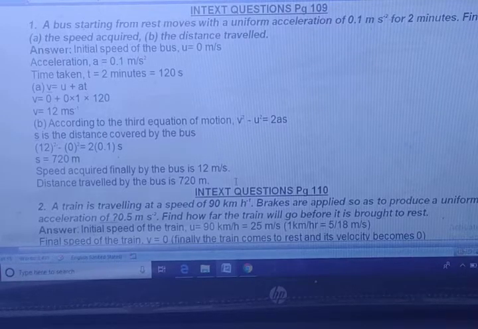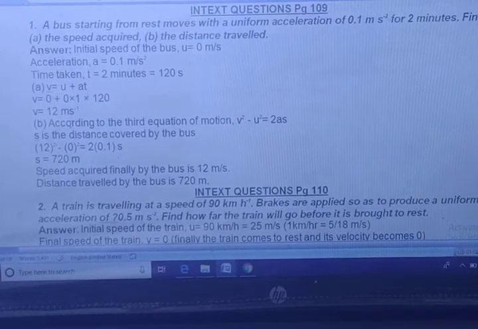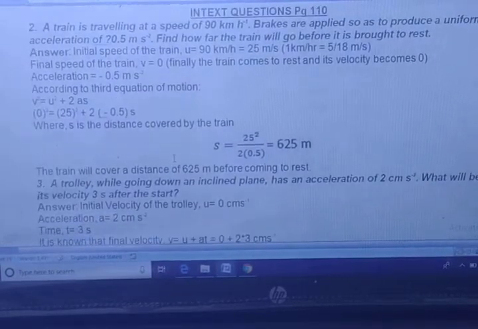This also I have solved. As the initial velocity is 0, acceleration is already given, and the time is also given. Time 2 minutes means 120 seconds, and after that you will get the final velocity 12 meters per second. So each and every question I have solved in the previous video. Here there is just a solution of NCERT.